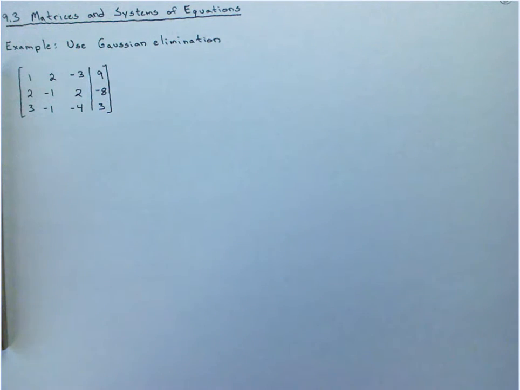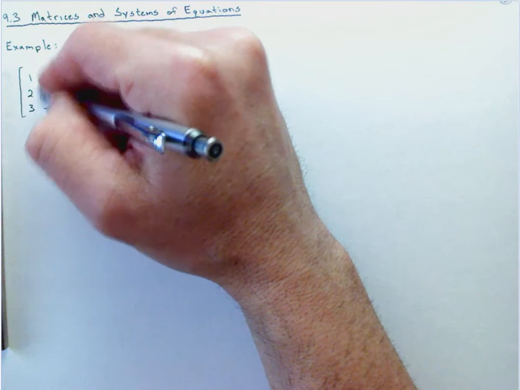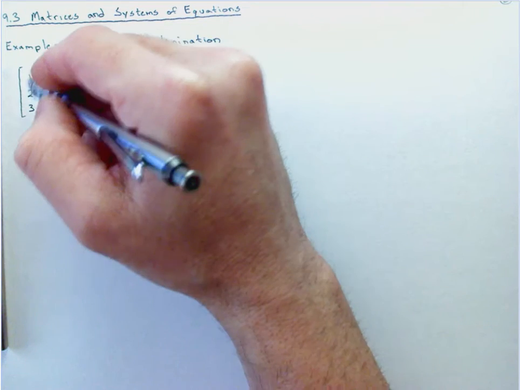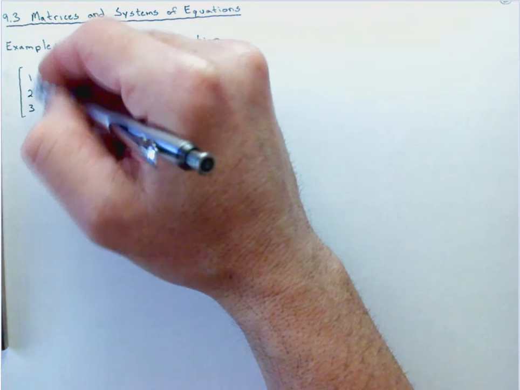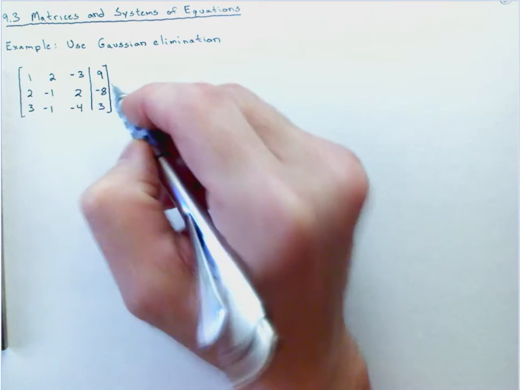Hey guys, we are going to work an example for matrices and systems of equations. For sake of time, I've just written it down as a matrix. The first thing I need to look at is the first column. They need to be in ascending order, meaning from smaller to larger, and they need to be multiples. These are multiples of 1. So 1, 2, and 3. So my matrix is set up to where I can now do my work.